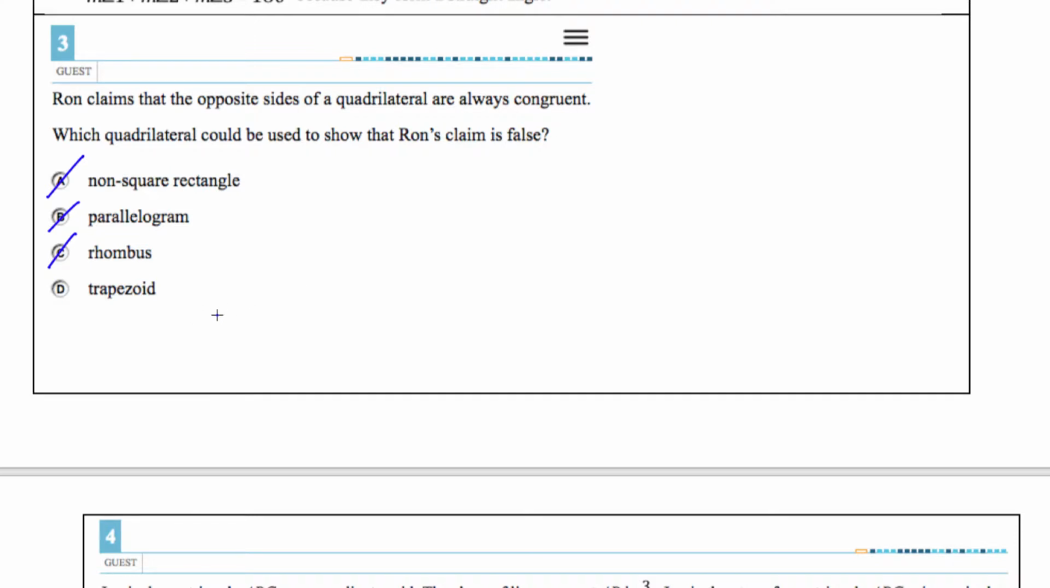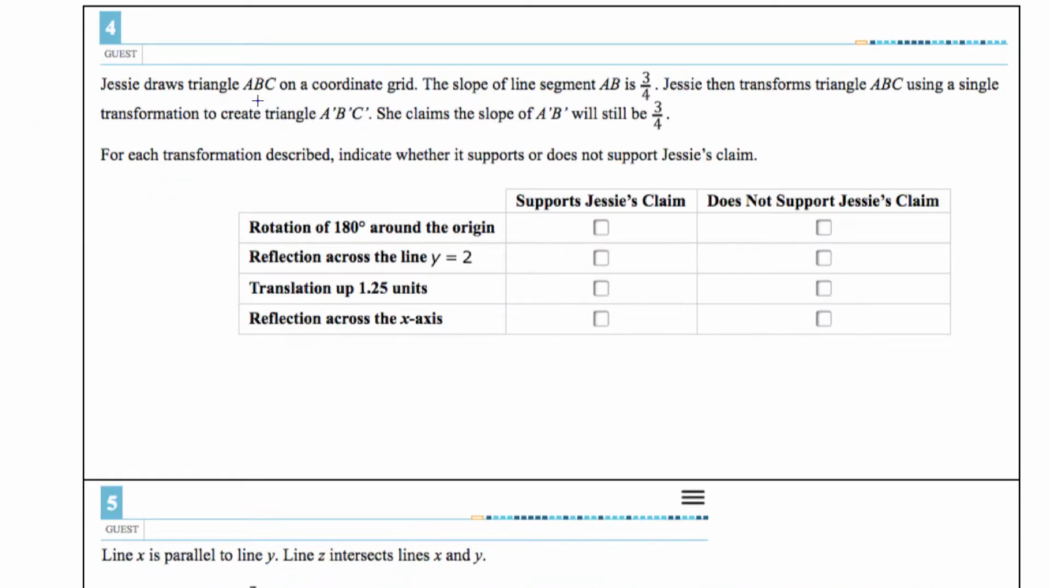Ooh, a trapezoid, that's going to be the answer. So a trapezoid looks like this. This length and this length are definitely not congruent. I mean, look, that one's tiny, that one's big. They're definitely not the same. So D, the trapezoid, that is going to be how we disprove Ron. You're wrong, Ron.